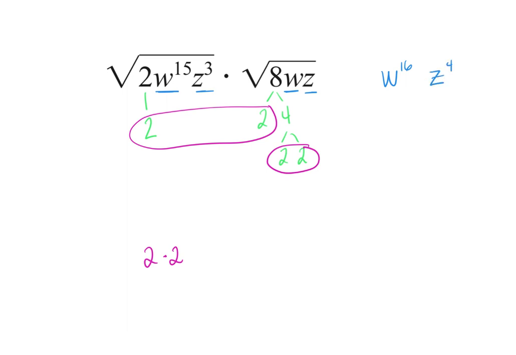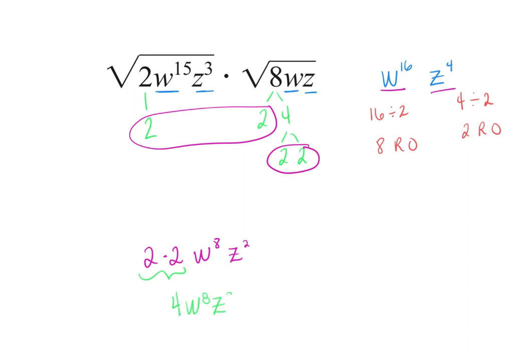And then I can use my little division trick. I can divide the exponent by my index. So I can say 16 divided by 2, that is 8 with the remainder of 0. For the z, I can say 4 divided by 2, that is 2 with the remainder of 0. So for my w's, 8 will come out, none will stay in. For my z's, 2 will come out, none will stay in. So I actually have nothing that stays inside the root here for this one. And when I simplify it, I end up with 4w to the 8th z squared.